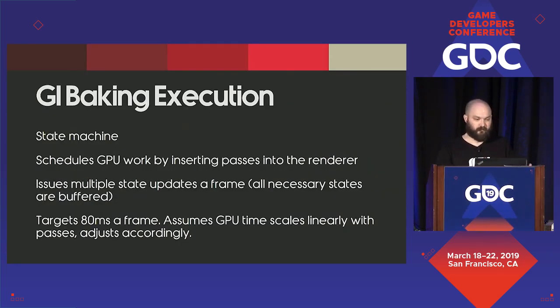So the actual execution of the baker is done with a state machine, and it schedules work by simply inserting passes into our rendering frame. It targets 80 milliseconds a frame so that the frame rate overall stays interactive, but we're spending the bulk of our time baking. So they can still move the camera around and move objects around and rebake.